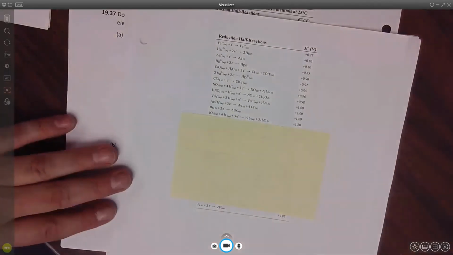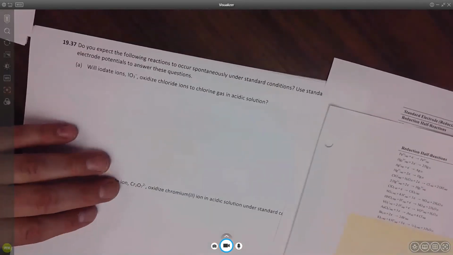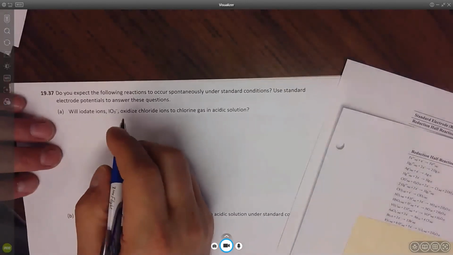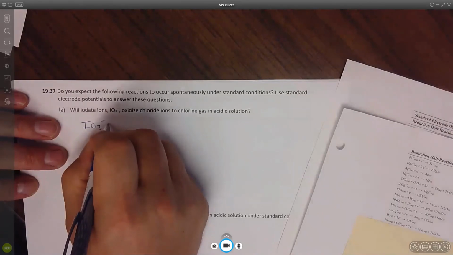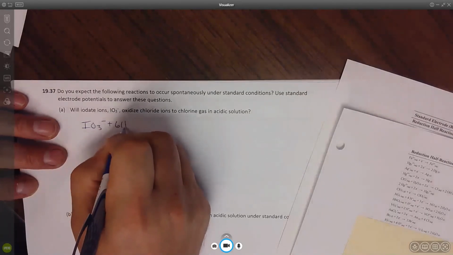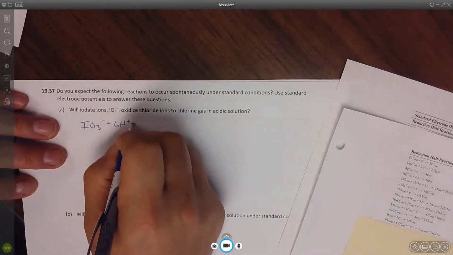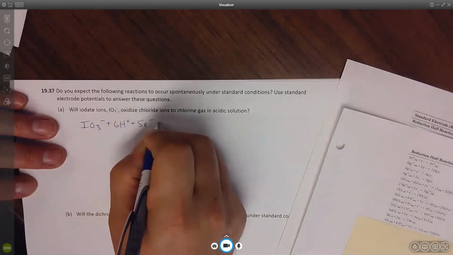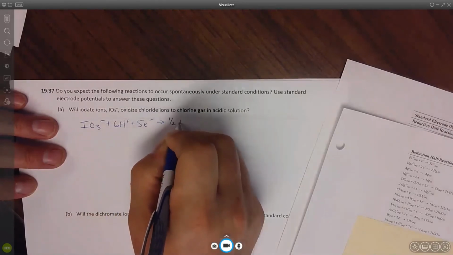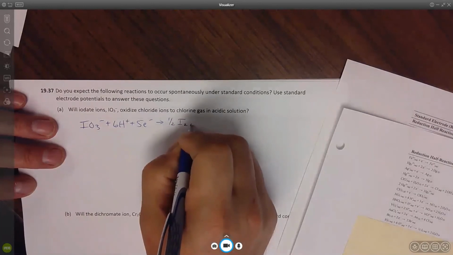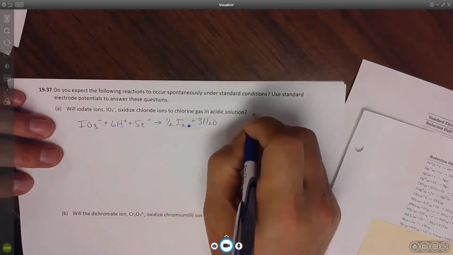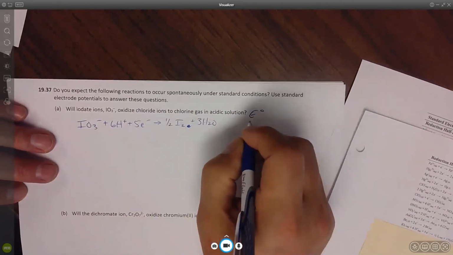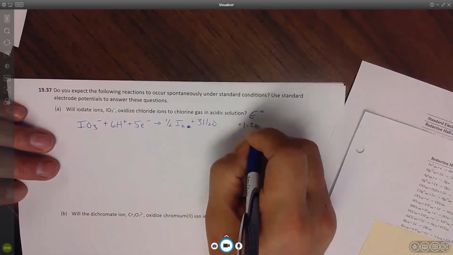Okay. So if I just rewrite that, that is IO3 minus plus 6H plus 5 electrons going to 1/2 I2 aqueous, which I'm going to ignore the phase labels, they're irrelevant here, plus 3H2O, and it has a standard reduction potential of positive 1.2 volts.